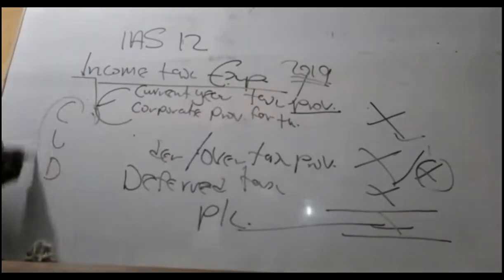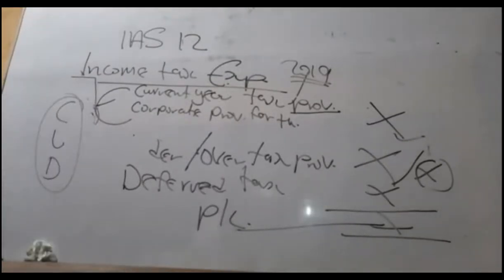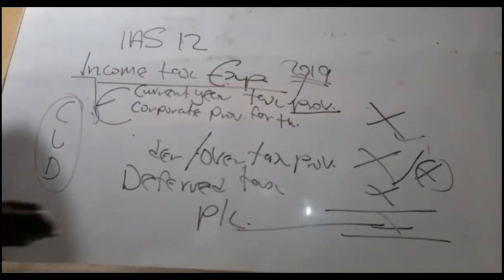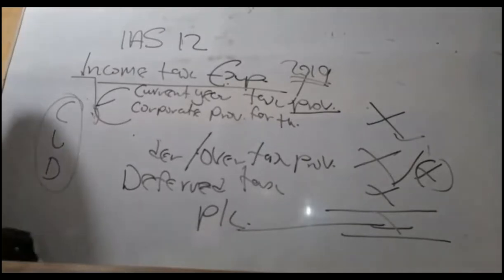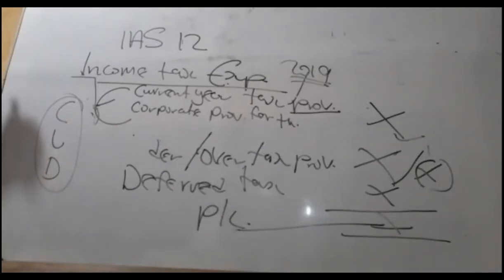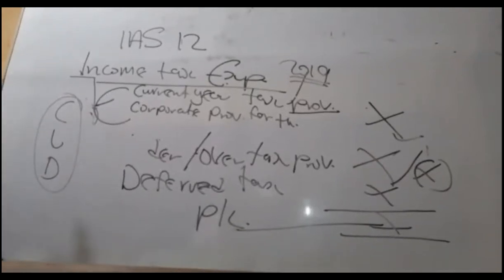CUD. That's the acronym for it. Card. Current year tax provision, under or over tax, and the deferred tax, then you are done. Good. Now deferred tax. In fact, I'll only perform the calculation here. Then we'll do a few illustrations, and I think we are done for the day. Good.